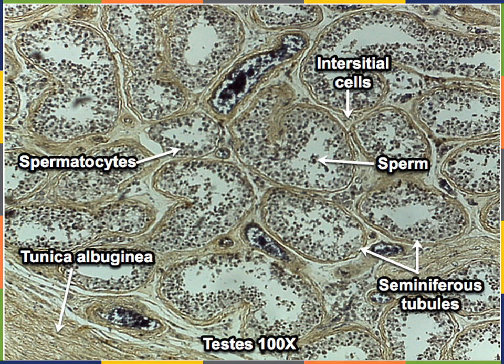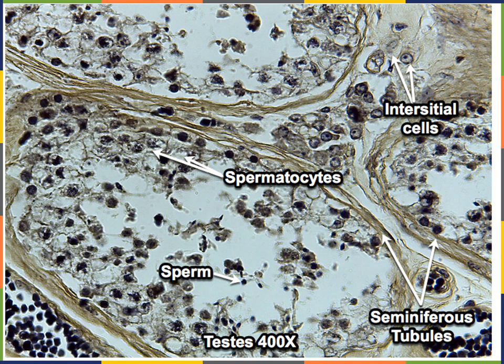Here's a higher magnification view where we can see the spermatocytes in the walls of the seminiferous tubules and the interstitial cells of Leydig that are adjacent to each of the seminiferous tubules. And here at high magnification, we can see a seminiferous tubule with numerous spermatocytes forming the wall of the tubule, and the sperm that have been released into the lumen. Adjacent to the seminiferous tubules, we can see interstitial cells of Leydig, the cells that make testosterone.